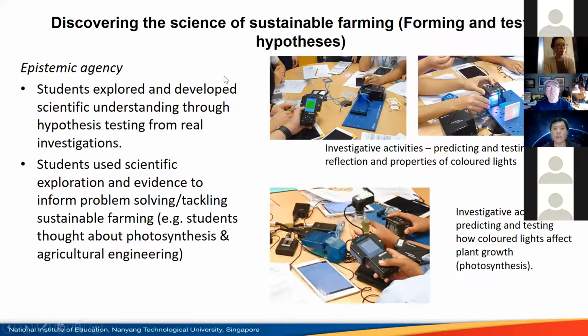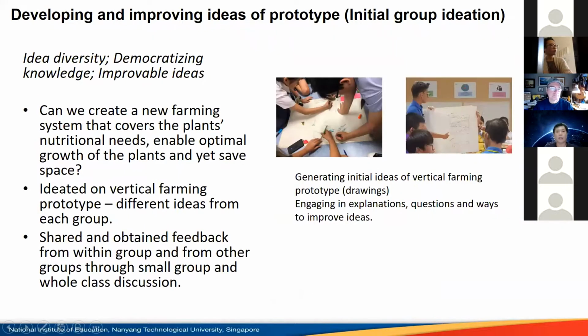So this is really to enhance their epistemic agency through forming and testing hypotheses. Okay, the next slide: we then let them develop and improve ideas of their prototype. So this is very much allowing the group to form initial group ideas. And here is informed by KB principles of idea diversity, democratizing knowledge, and improvable ideas.